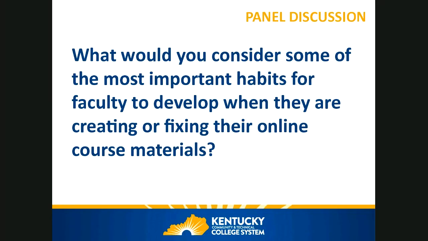Other things, find out where your local support is at your colleges, or throughout the system. Find out who can help you if you have questions about how to make your content more accessible. Is it someone that's in disability services? Is it someone in academic services with distance learning? Find out where your local support is, so when you have questions, you know who to contact.